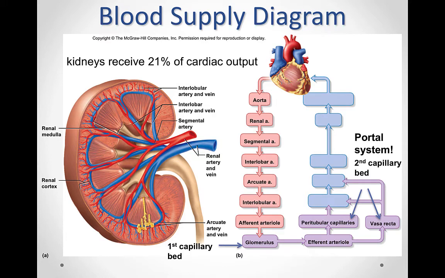This is the third portal system of the semester. We have our hypophyseal pituitary, we have our hepatic portal, and now we have the renal portal system. Blood then begins its route back to the heart through the interlobular vein, to the arcuate vein, to the interlobar vein, then the renal vein, and finally back into the inferior vena cava and to the heart.